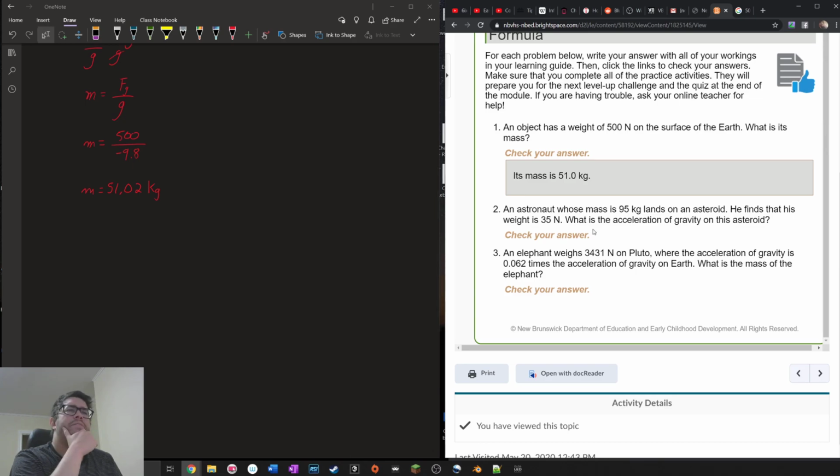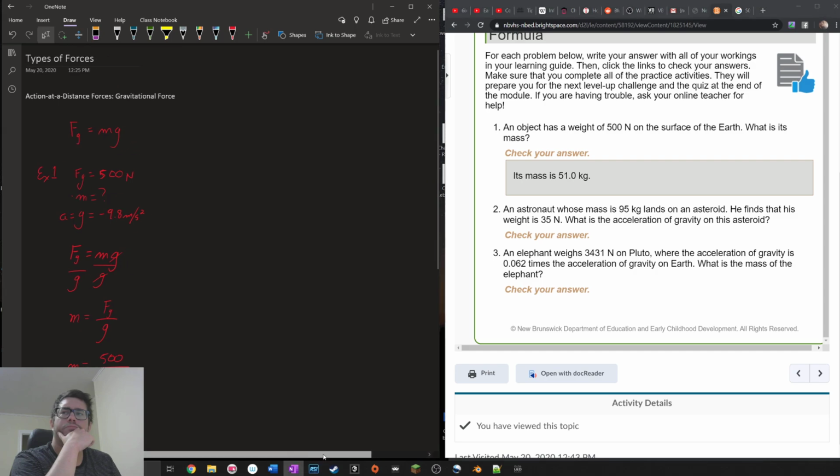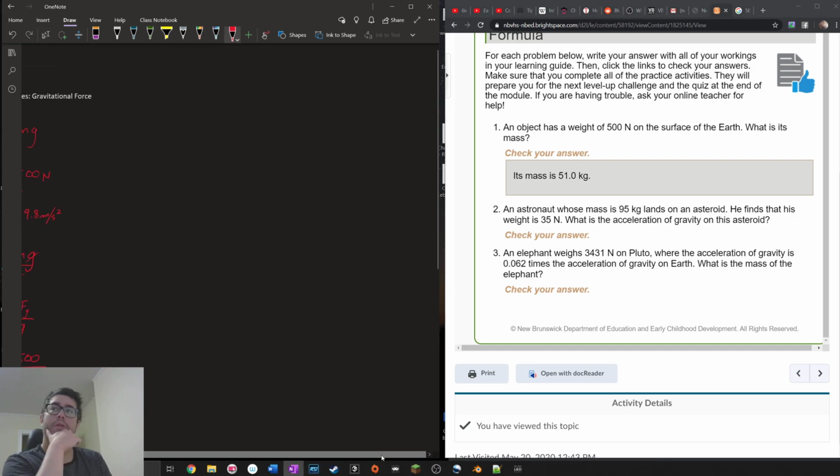Example 2. We have an astronaut whose mass is 95 kilograms, who lands on an asteroid. So he finds that his weight, or the force by the gravity of the asteroid, is only 35 Newton. What's the acceleration of gravity on this asteroid? So he's not on Earth, but on an asteroid.